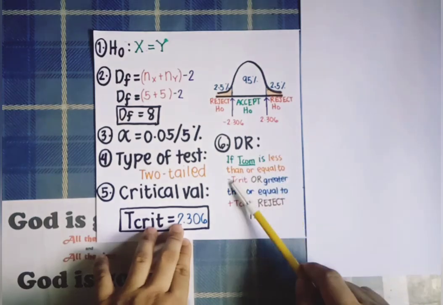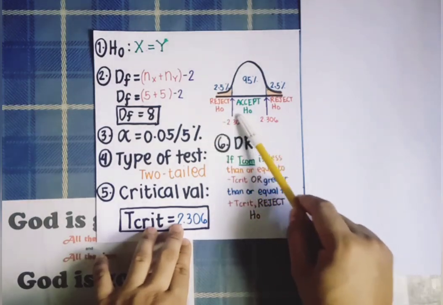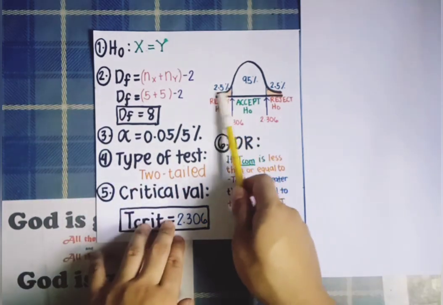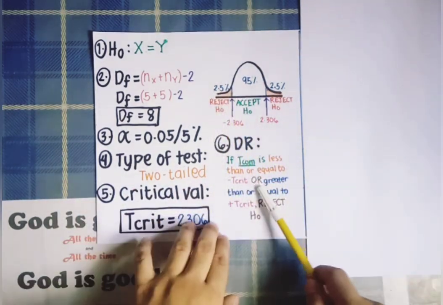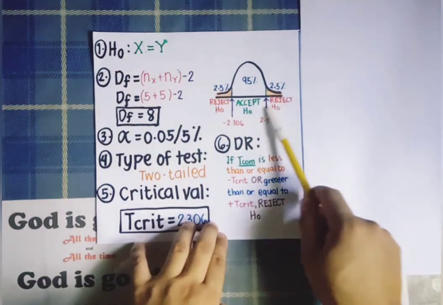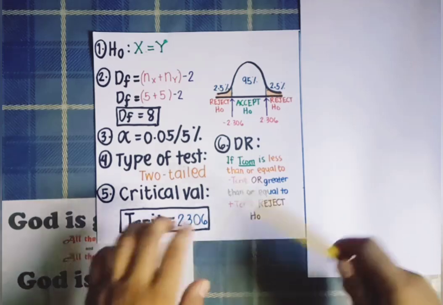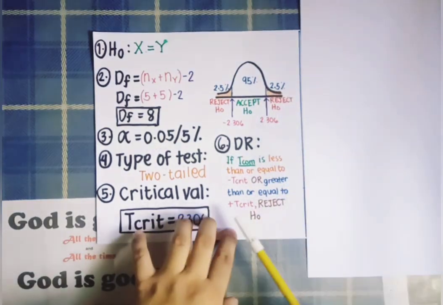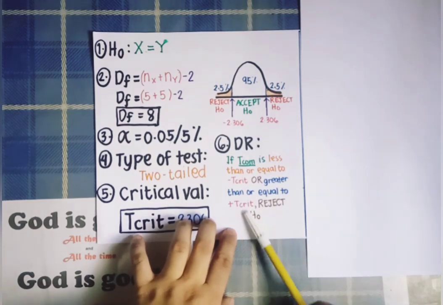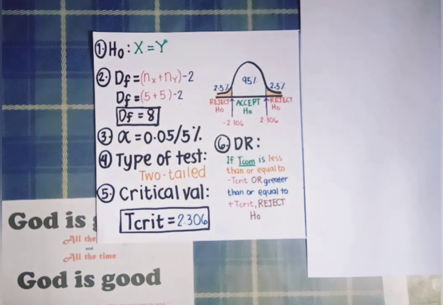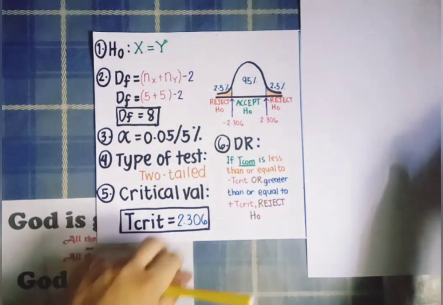Therefore, our decision rule here is: if our computed t-value, or t-com, is less than or equal to negative t-crit, this is our negative critical value for t, or if our value falls under this region, or is greater than or equal to positive t-crit, this is our positive t-crit, or if our value falls under this region, we are going to end up rejecting our null hypothesis. So with those things now in our mind, let's go to the proper computation for the t-value in independent samples t-test.